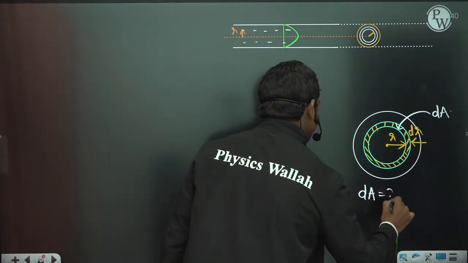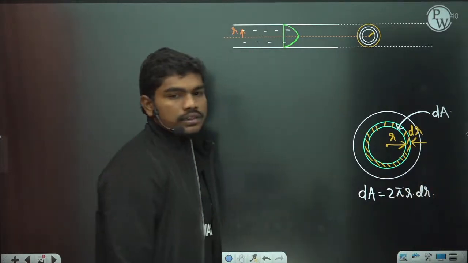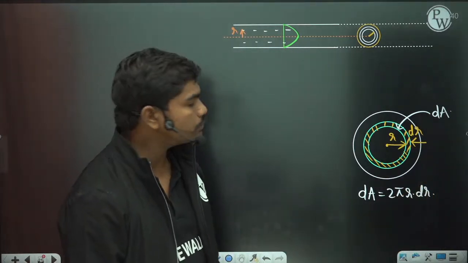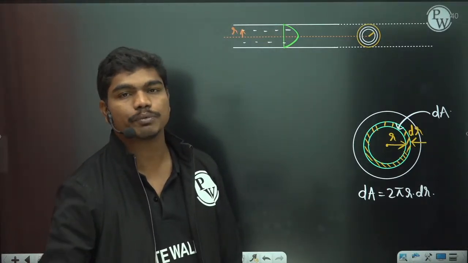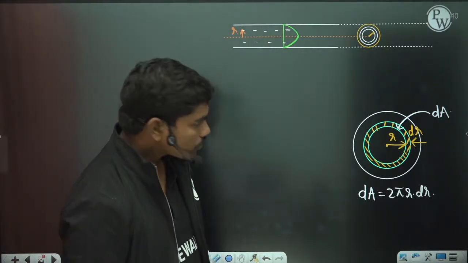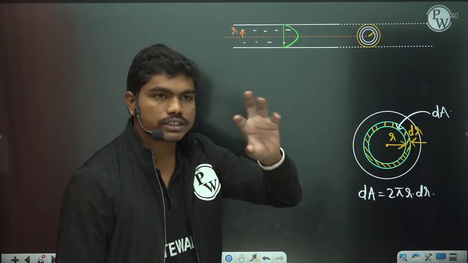dA is nothing but 2 pi small r times dr, correct? You can see very easily that this area is 2 pi small r times dr. Now, if you want to see how to calculate the average velocity, what is the concept of average velocity? Look, I'll tell you. Normally, with radius, the flow velocity changes in the pipe.